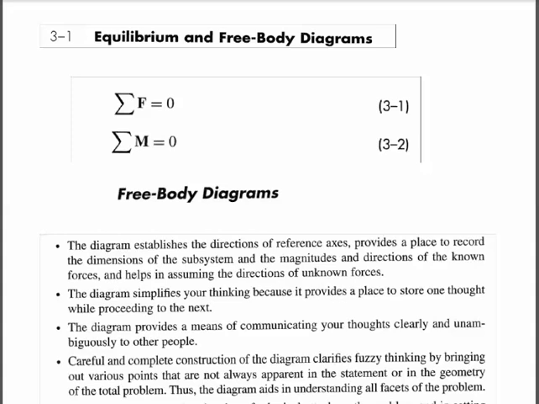Okay, this is a review of Chapter 3 in preparation for the final exam of MAE 3323. And as promised, I will go through and do a quick review of the chapter and what will and will not be on the test.